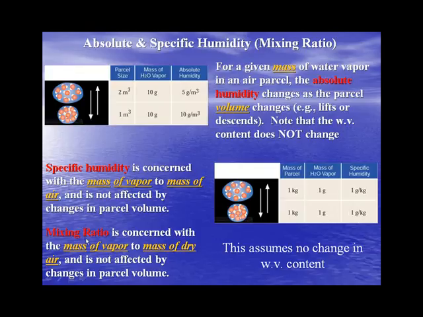Now the mixing ratio, which is very similar to the specific humidity, is basically the mass of water vapor, how much water vapor in terms of mass you have in that air parcel, divided by the mass of the dry air. Now when we were looking at specific humidity, we had the mass of dry air plus the mass of moist air. With mixing ratio, we're only looking at the mass of dry air. So we're comparing the amount of water vapor to the amount of dry air, in other words, all the other molecules except the water vapor. And so it works the same way as specific humidity.